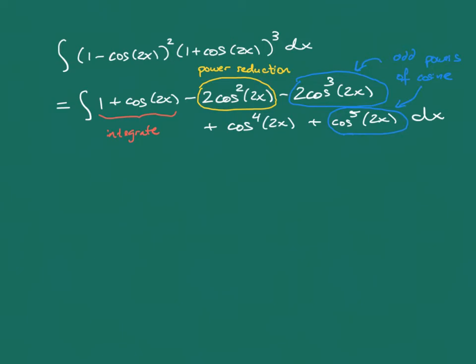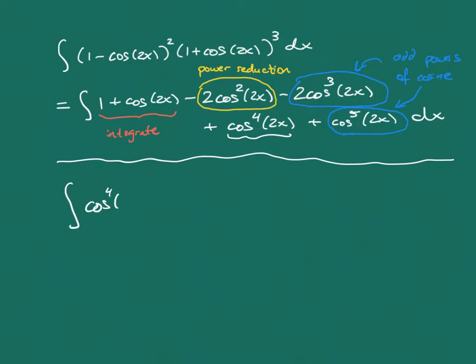So what do we do with this thing? With our cosine to the fourth of 2x, if we were just integrating that, let's kind of separate that one out. If we were doing the integral of the cosine to the fourth of 2x dx, well, we can do a similar thing that we did before. Here's where the recursion kind of starts to come into play.